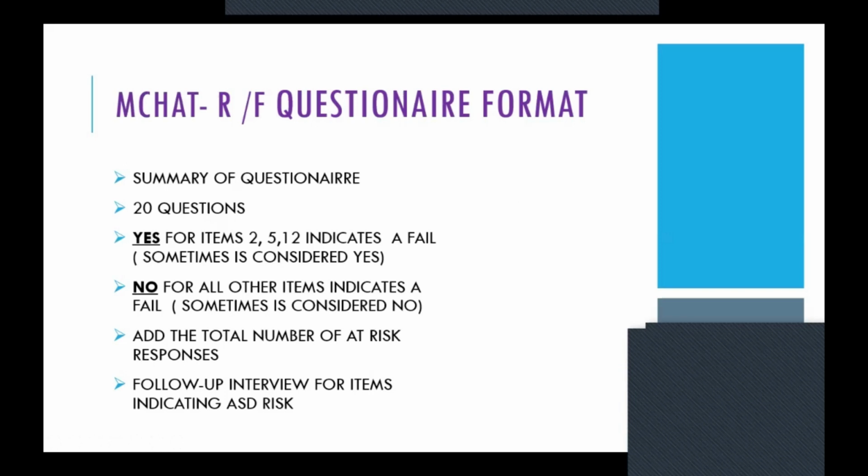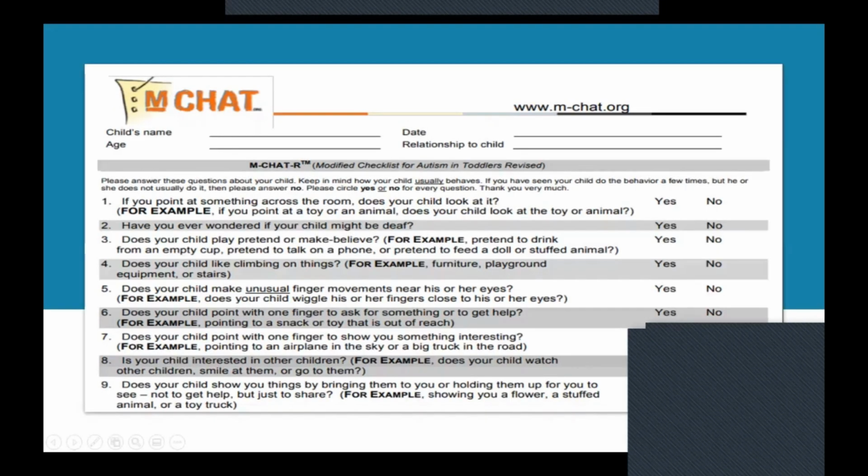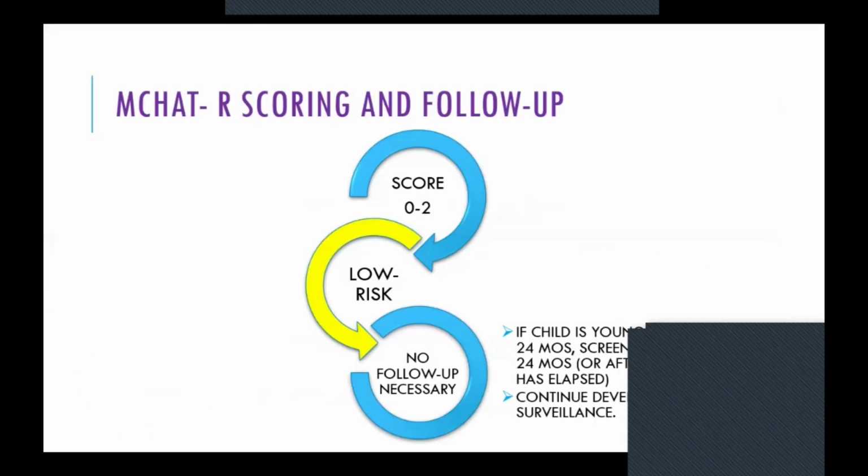It's a 20-question format, and items 2, 5, and 12 indicate a fail if they're answered yes. The other numbers are considered a fail if they're answered no. Those are the ones that you want to go back to and ask the follow-up questions. You're not expected to actually read this slide, but this is what the MCHAT looks like. You add up the number of fails. 0 to 2 is considered low risk, and no follow-up is necessary.